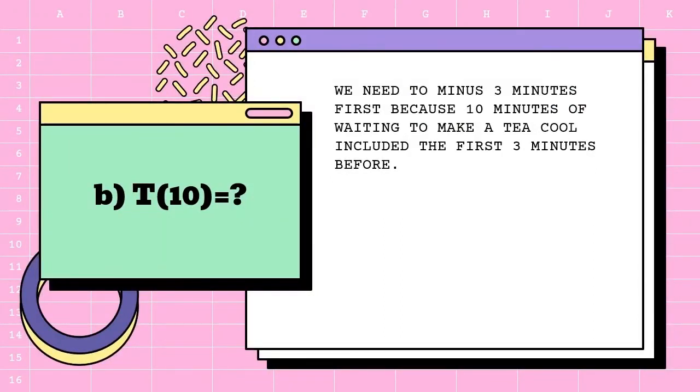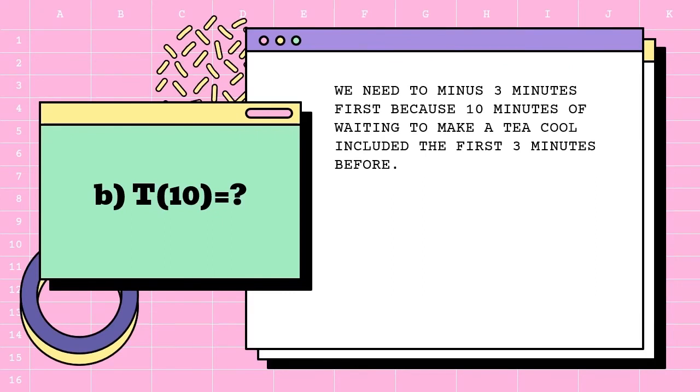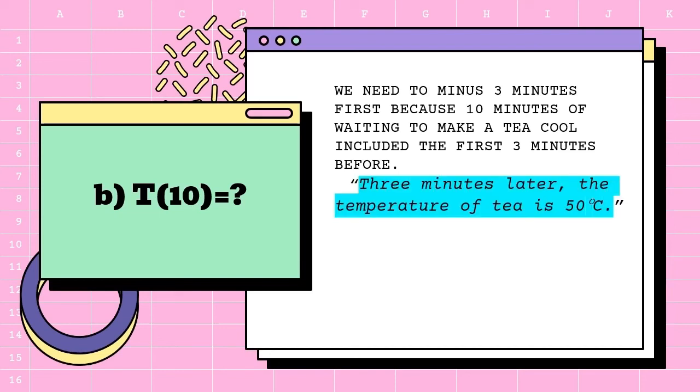Next, for question B, we need to find what the temperature of tea will be after 10 minutes, which is T10. But we need to minus 3, because the 10 minutes of waiting for the tea to cool includes the first 3 minutes before, where the sentence says 3 minutes later, the temperature of tea is 50 degrees Celsius. Therefore, 10 minus 3 equal to 7. So we need to find T7.